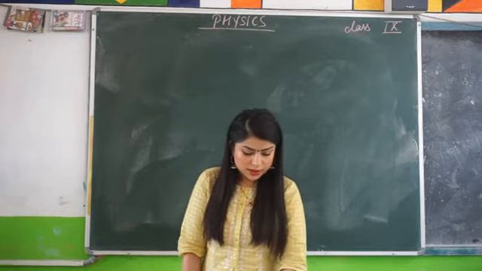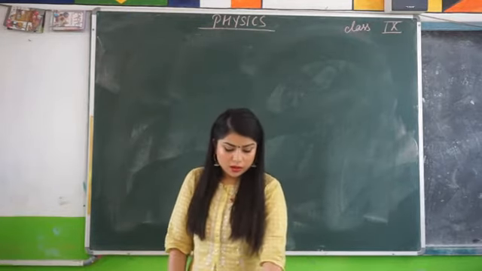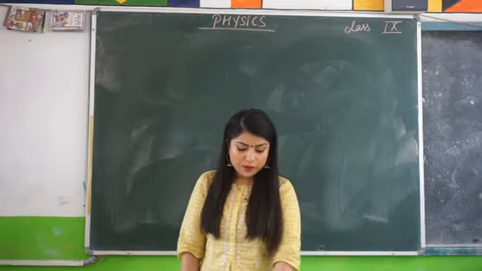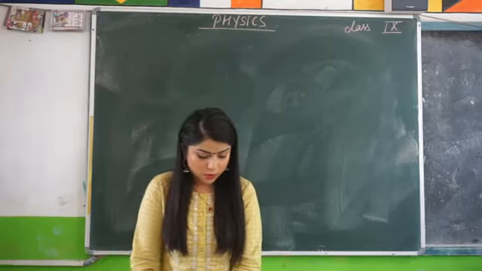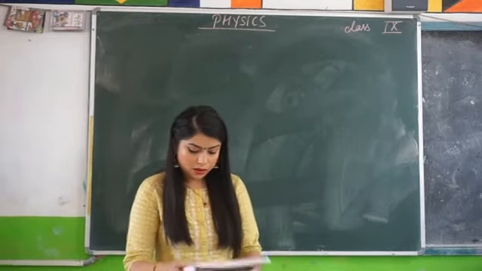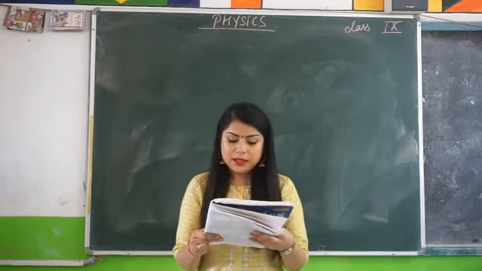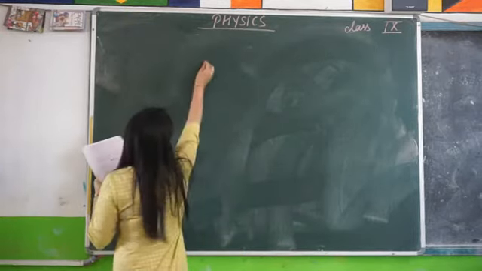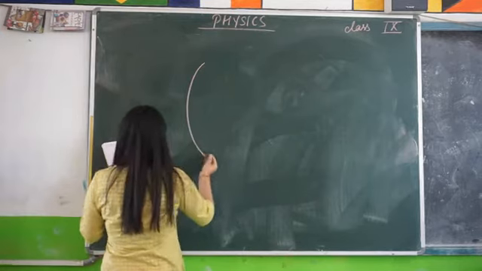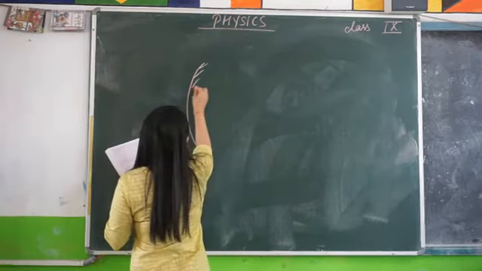Up to question number 9, I have given you homework. I'll start from question number 10. Question number 10 is to complete the ray diagram. An incomplete ray diagram is given for both the lenses, so you have to complete the ray diagram.